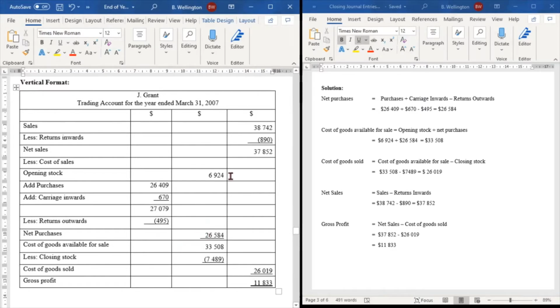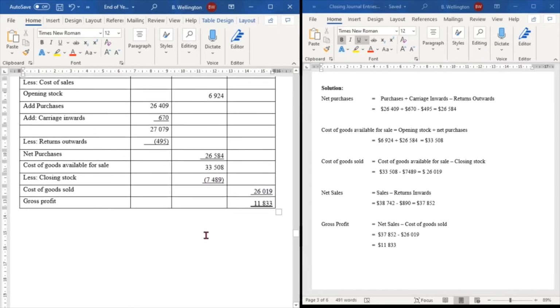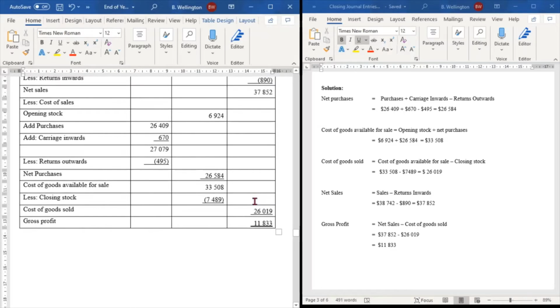Now when we add our net purchases to the opening stock, we end up with the cost of goods available for sale. Now we did not sell all of the stock. We had some left over at the end of the period. That's our closing stock. We'll have to subtract our closing stock from the goods that were available for sale because they were not sold. Can't include it in the cost of goods sold. And when we do that, we get cost of sales, cost of goods sold, same thing, of $26,019.